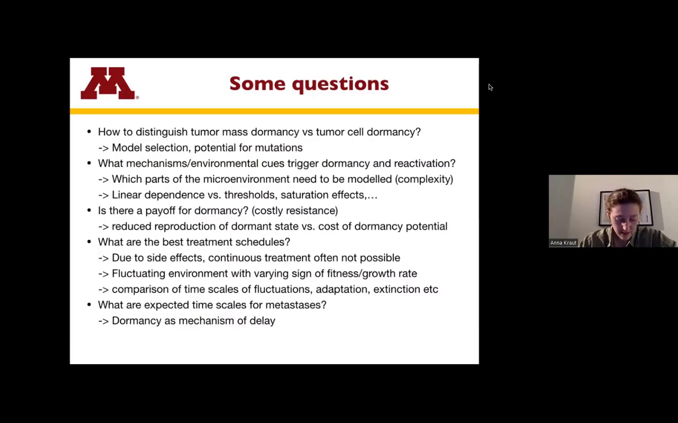And lastly, this dormancy can be seen as a mechanism that causes delay, for example, in metastases. So that is also an interesting feature to study in mathematical models. So this is a list of questions that I'm thinking about. Hopefully some of those align with the questions that you're asking yourselves. And we'll have the potential of working on those when I join you next week.